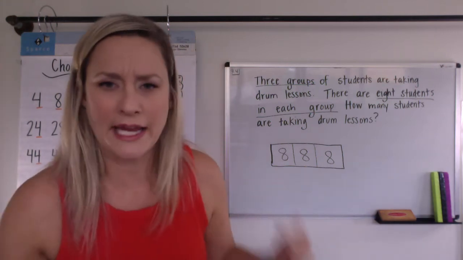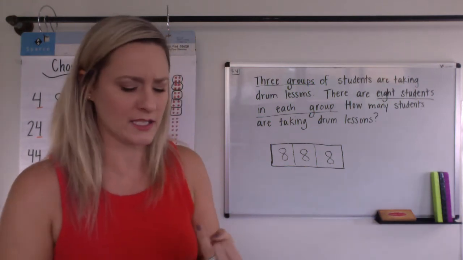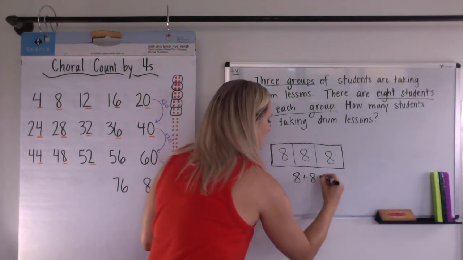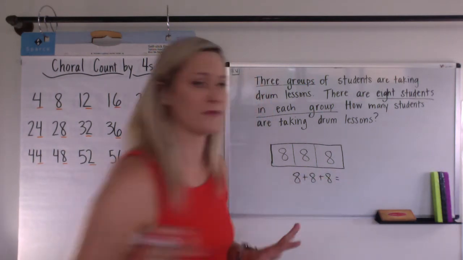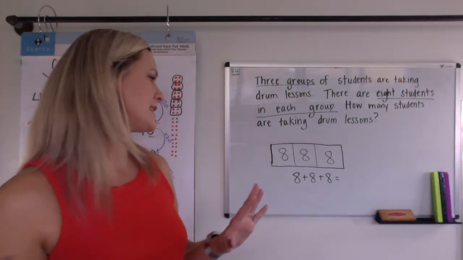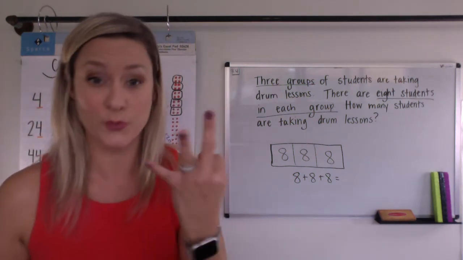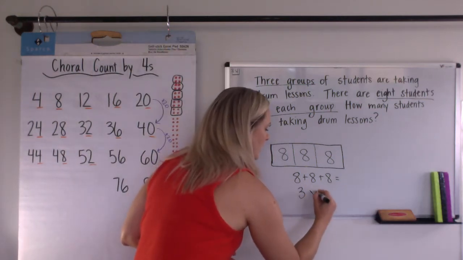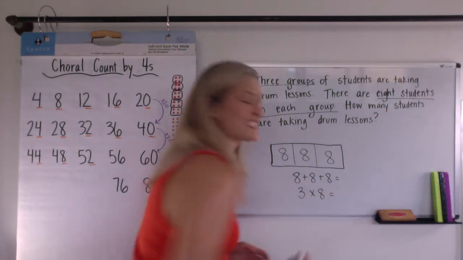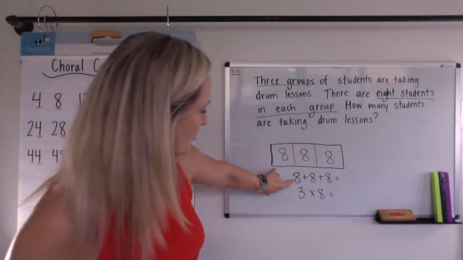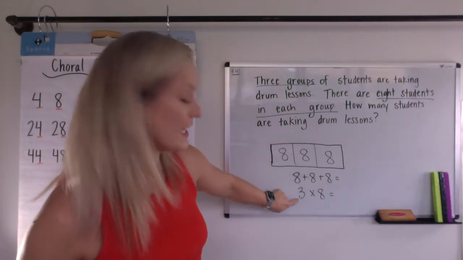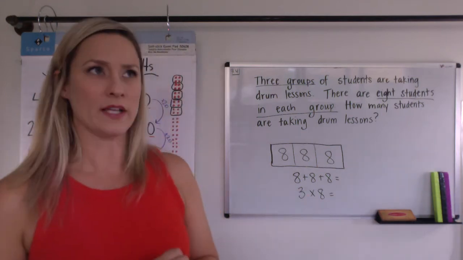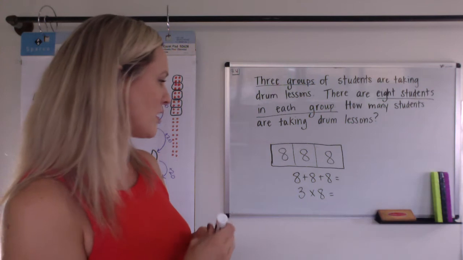Okay, so now we've got 8 and 8 and 8. 8 plus 8 plus 8. Now we have to figure out what that equals. Or we could say, well, 8 plus 8 plus 8 is 3 groups of 8. So we could write 3 groups of 8. So it's the same as multiplication. See how you can see 1, 2, 3 8s right there? And that's the number 3. 3 groups of 8. All right, so let's see. How might we solve this?